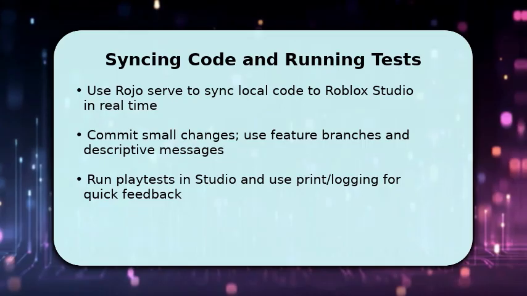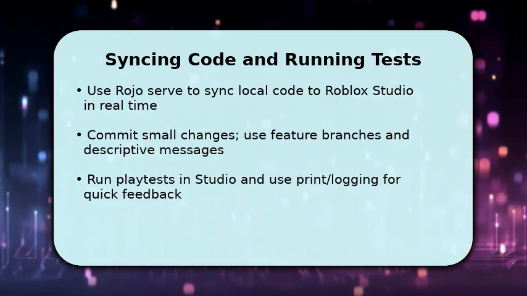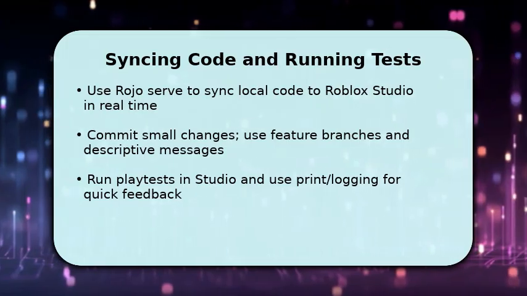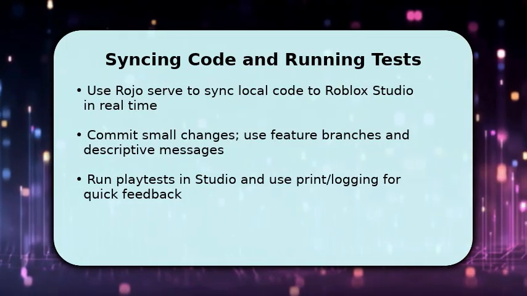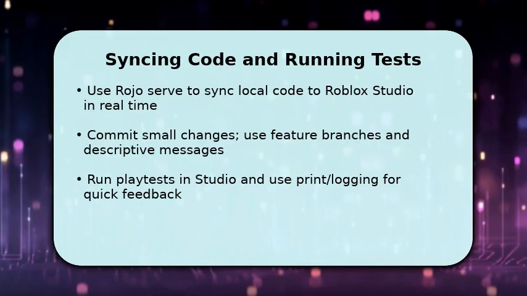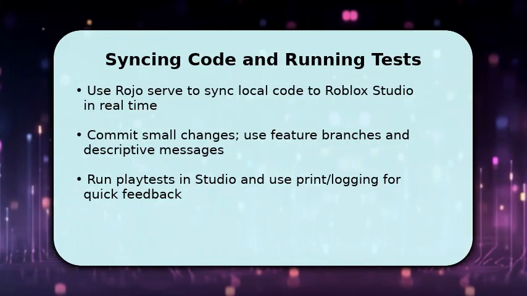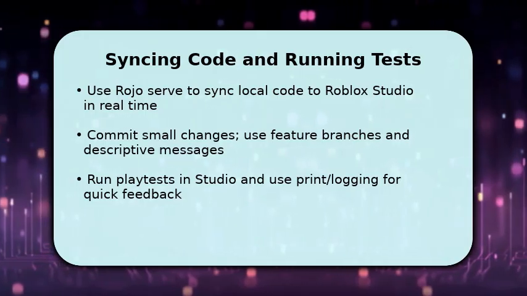You should create feature branches for isolated work and commit often with clear messages. This reduces merge conflicts. Once you have a change, run playtests in Studio and inspect the output and logs to validate behavior. If a bug appears, revert the last commit or use git bisect to find the offending change. Use small, incremental commits so you can trace regressions easily.